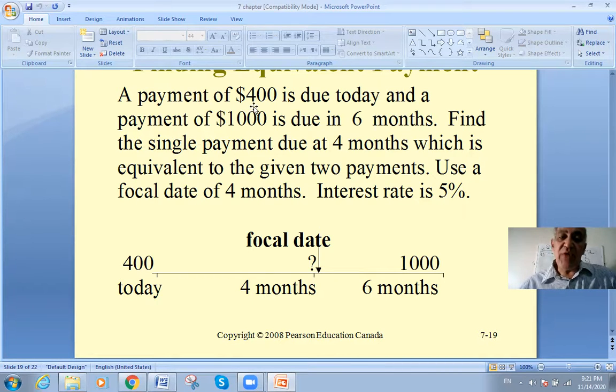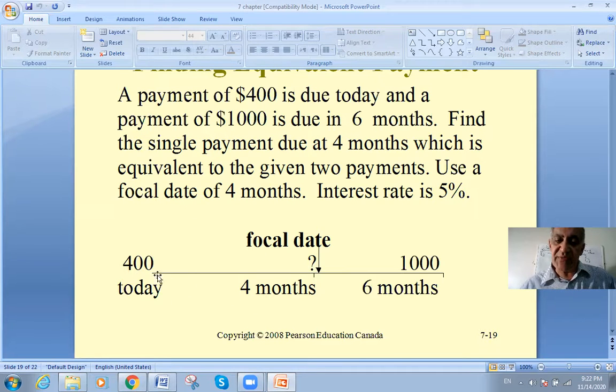A payment of $400 is due today, and a payment of $1,000 is due after 6 months. Find the single payment due at 4 months. So after 4 months, how much will I pay on the focal date, which is equivalent to the given 2 payments? Use a focal date of 4 months.